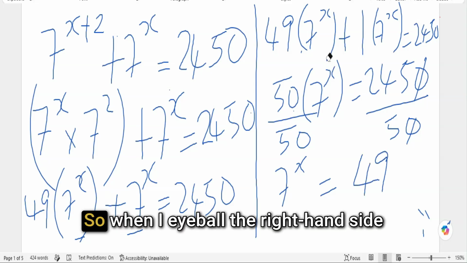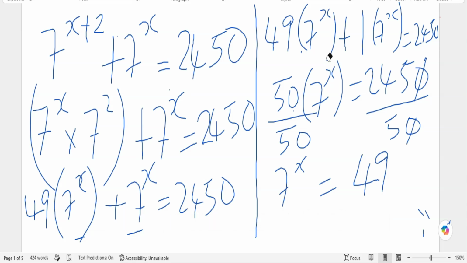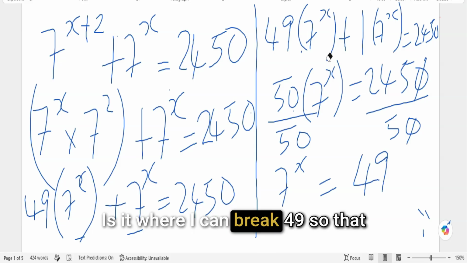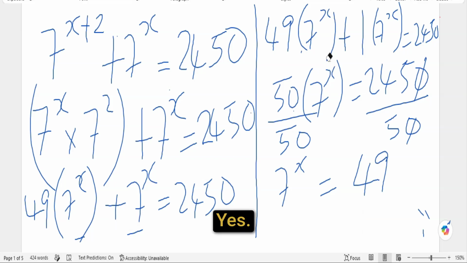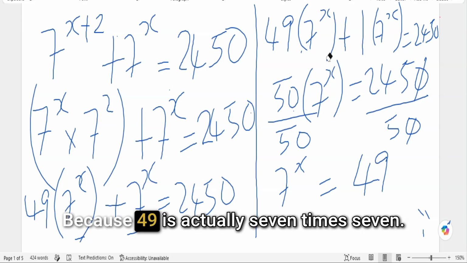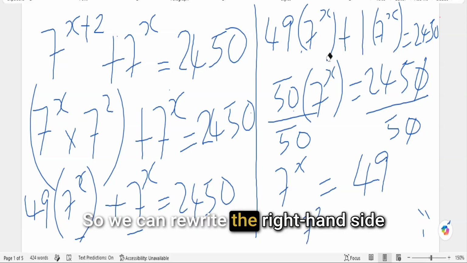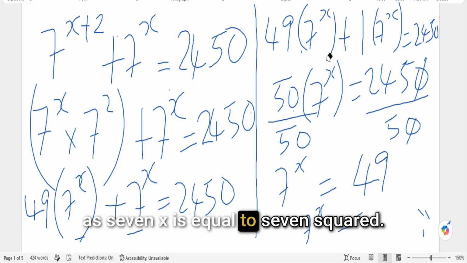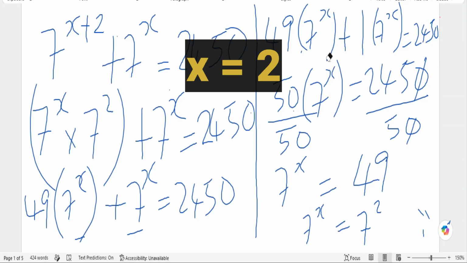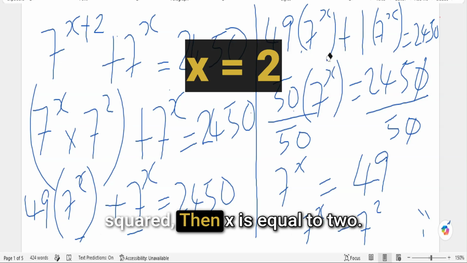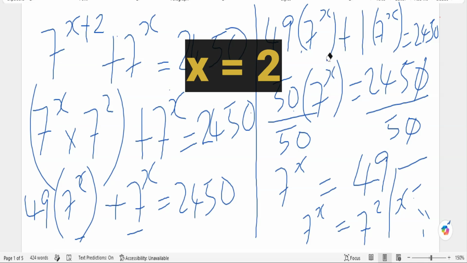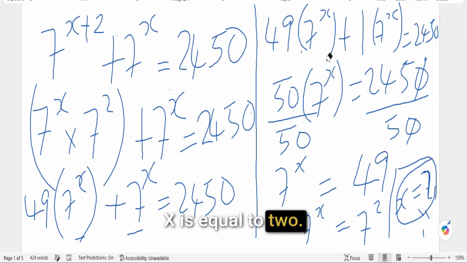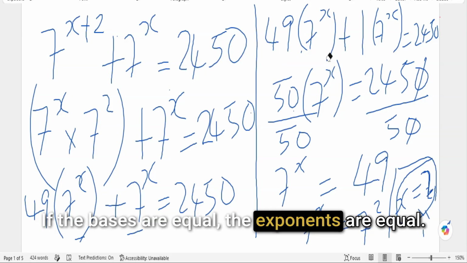All right. So when I eyeball the right-hand side, is it where I can break 49 so that it will have 7 as the base? Yes, because 49 is actually 7 times 7. So we can rewrite the right-hand side as 7^x is equal to 7 squared. If 7^x is equal to 7 squared, then x is equal to 2. That's my final answer. x is equal to 2. If the bases are equal, the exponents are equal.